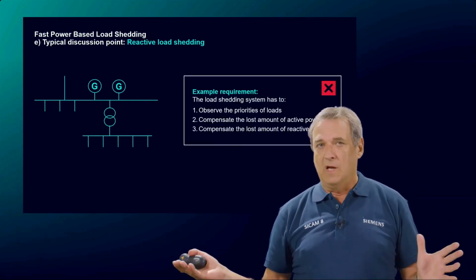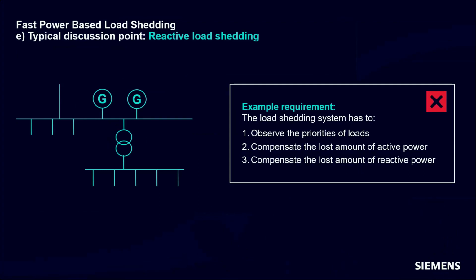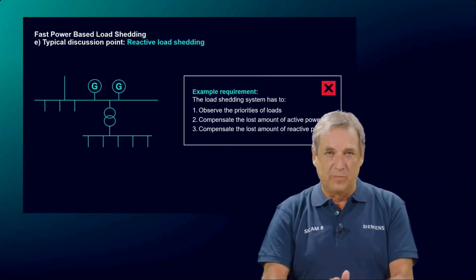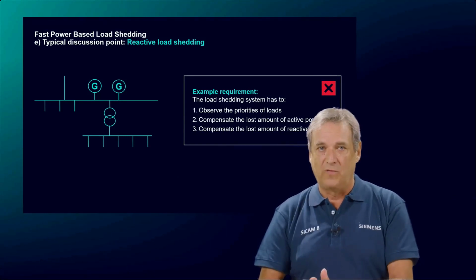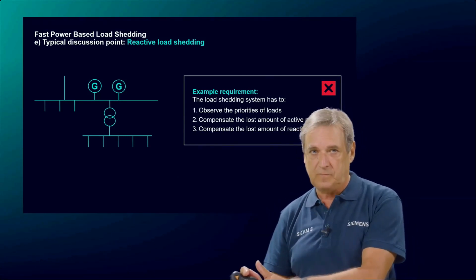In standard projects, fast power-based load shedding only focuses on active power. Nevertheless, sometimes we have projects where the industrial grid also consumes a significant amount of reactive power from the public grid, or where the industrial grid has problems to transmit sufficient reactive power via transformers.